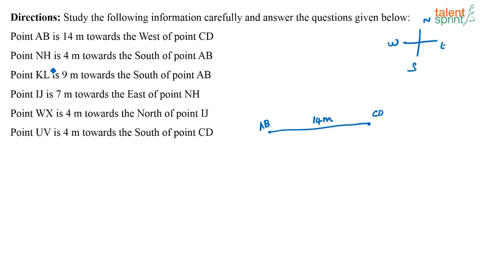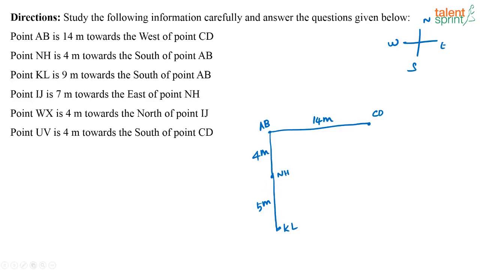Then point NH is 4 meters to the south of point AB. Point KL is 9 meters to the south of point AB. So if this is KL, and I already know this is 4 meters, then this has to be 5 meters. The full distance is 9 meters because KL is 9 meters to the south of AB. So if this is 4, then this has to be 5, because 5 plus 4 is 9.